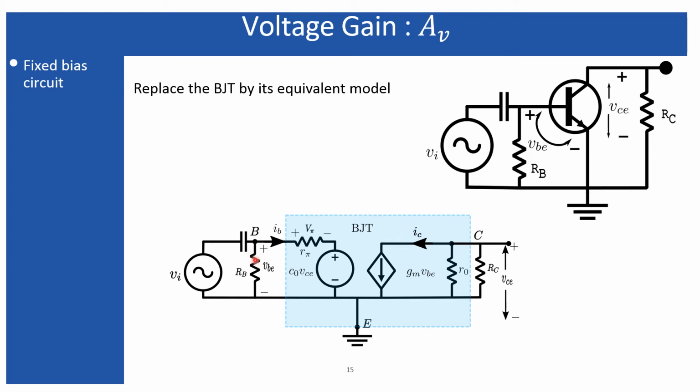So RB is connected from the base to emitter in this equivalent model, and then at this node the capacitor is connected. This node is denoted the base node for the equivalent model. The capacitor is connected, and finally this input voltage source is connected after the capacitor. As in this circuit, the same thing I have connected over here. So right now this entire circuit is representing the fixed bias circuit as shown in this diagram.